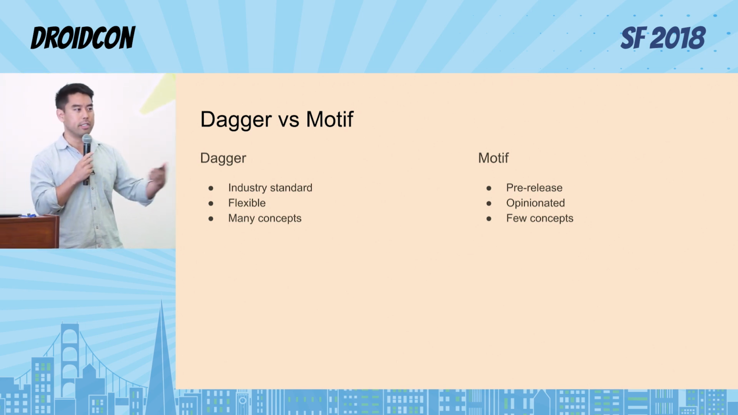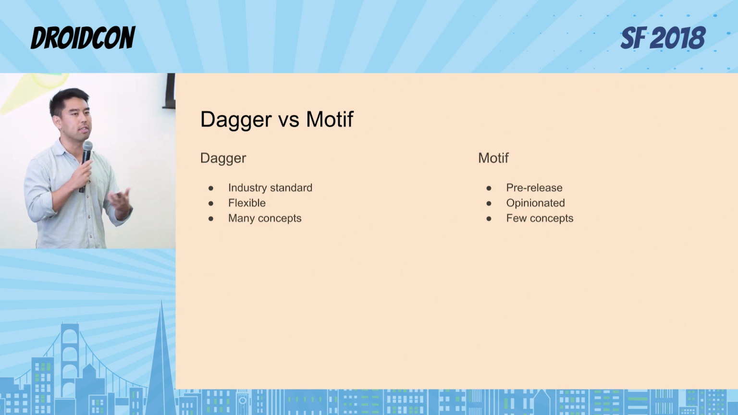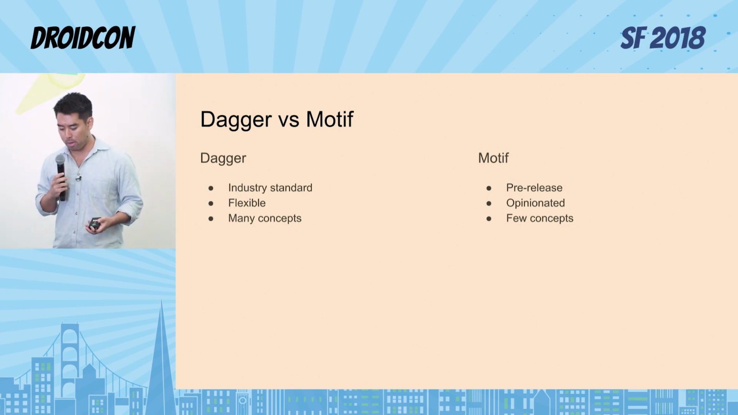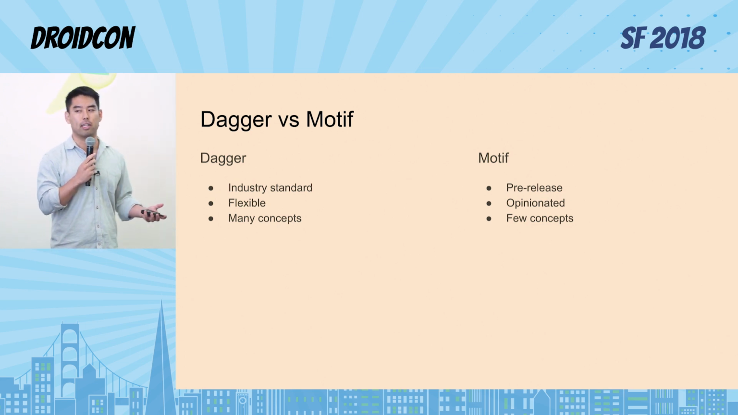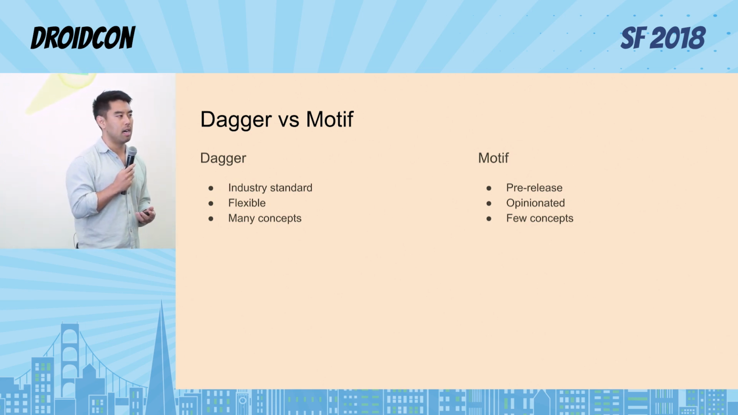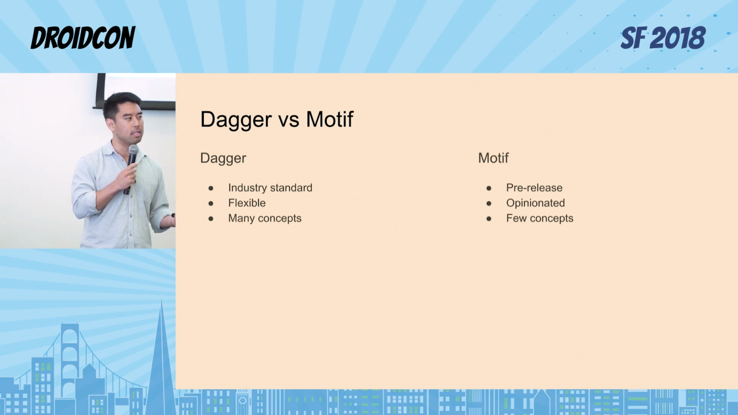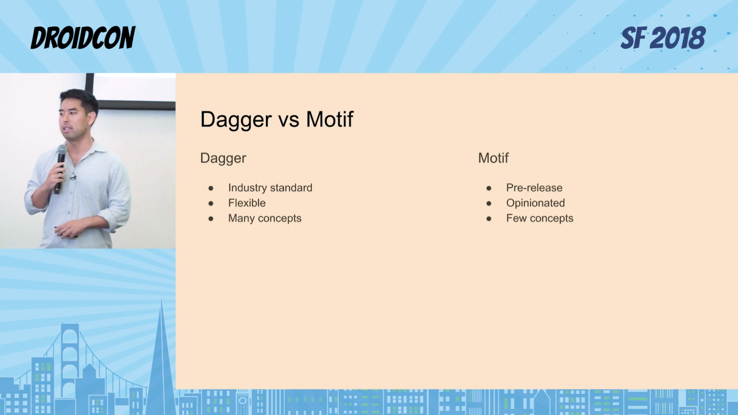Dagger, as we know, is the industry standard. It's been around for a while. It's been proven in production in many different types of applications. It's a robust framework that we all trust, right? And part of the reason why Dagger has gained this level of popularity is because of its flexibility. Dagger can satisfy a lot of different types of applications, a lot of different structures of dependency injection graphs.